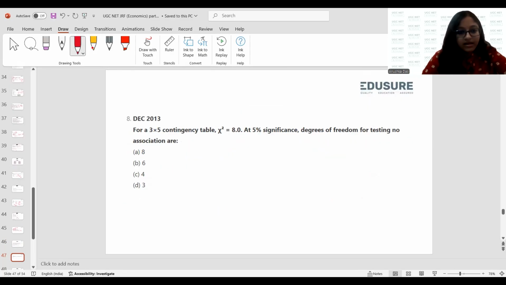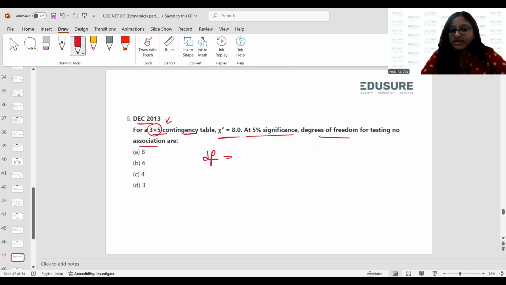Next question. Next question is December 2030. For a 3x5 contingency table, the chi-square value is given to you at 5% level of significance. Degrees of freedom for testing the number of associations are. So basically, degrees of freedom in the case of the chi-square test depends only on the dimensions of the contingency table. Remember this. If you want to find the degrees of freedom for the chi-square test of association, it only depends on the dimensions of the rows and columns of the contingency table.